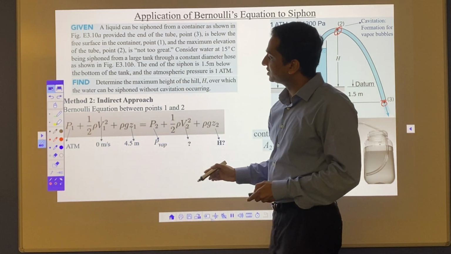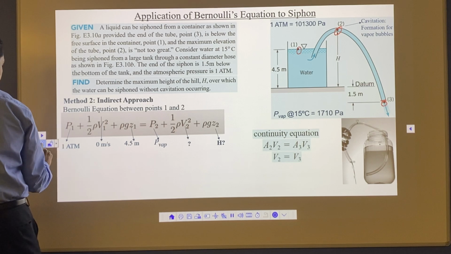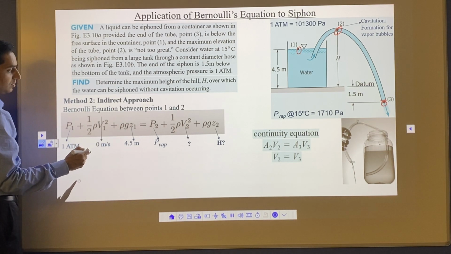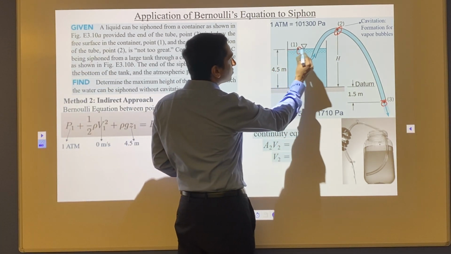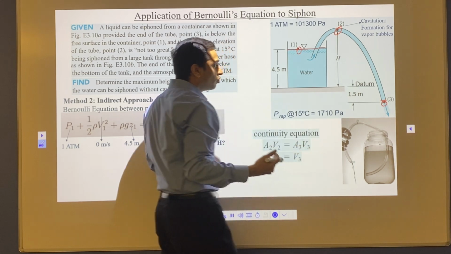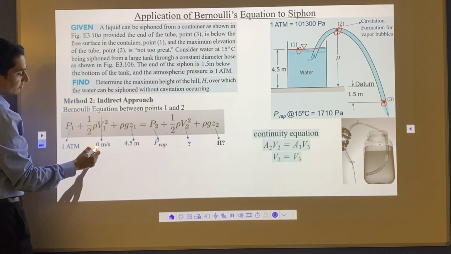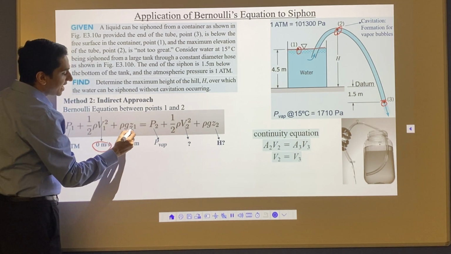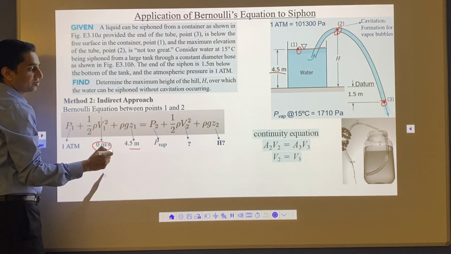Now pressure here is 1 atmospheric pressure. Here we have pressure 1 atmospheric for point 1 and point 2. For velocity, this water level is going down at a very slow rate. We are going to assume the tank is very large, so I'm going to neglect that velocity. Velocity is 0 meters per second. Then the height for the water level is 4.5 meters, so I'm going to put that 4.5 meters for the height.